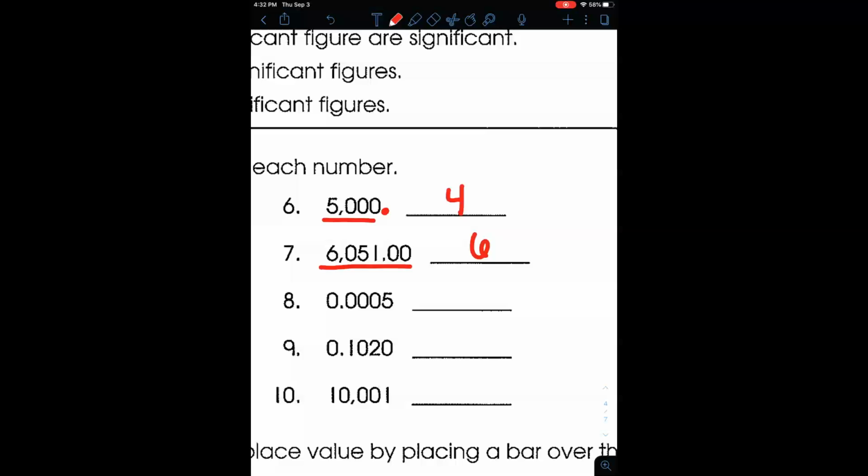Now, looking at number 8 here, 0.005. Those first zeros are there by necessity, to denote where that 5 is located. So there's only actually 1 significant figure in this example. Next one here, 0.1020. Again, that last 0 is unnecessary and was there by choice, so that makes this 4 significant figures. And then 10,001. So again, the zeros sandwiched between all those ones are also significant. That makes this 5 significant figures.